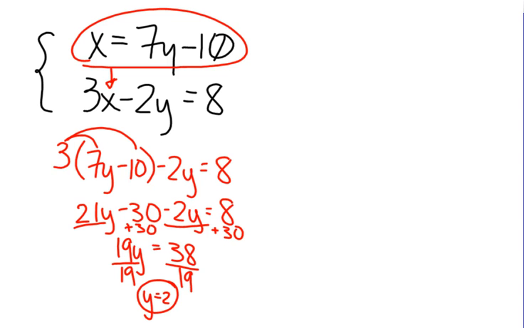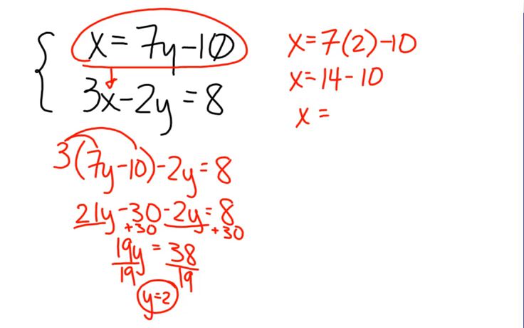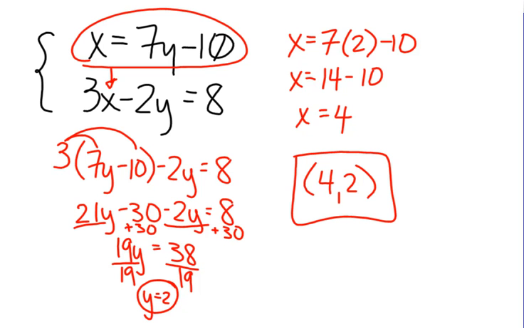So I'm going to plug it in and look at the simplest operations I can. I can plug it into either equation to get the value of x, but this one's already solved for x. So instead of y, I can put 2. So I have x equals 14 minus 10, x equals 4. The solution is 4, comma 2. The answer 4, comma 2 is the point where the two equations intersect or cross each other.